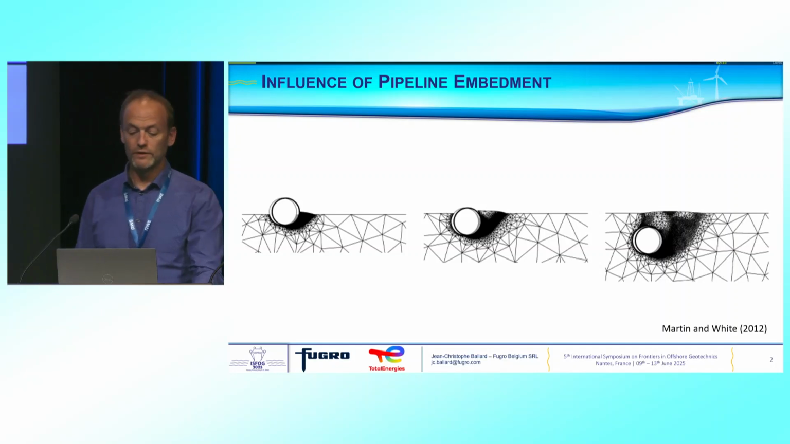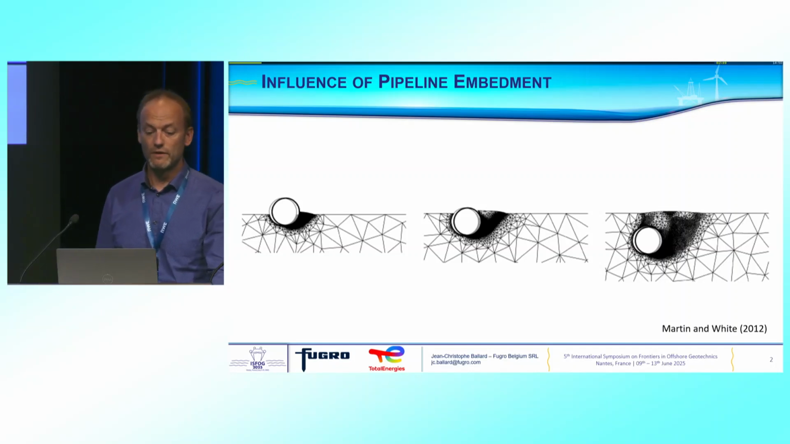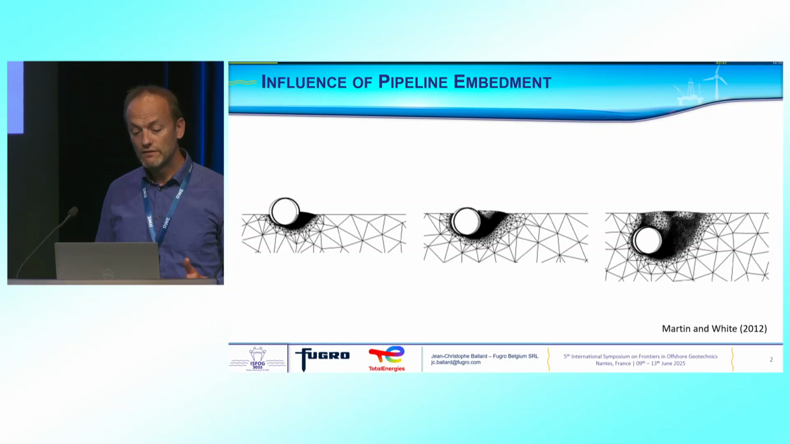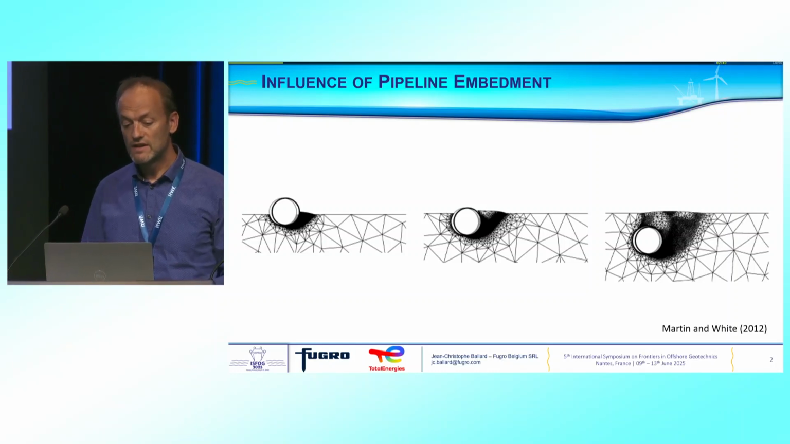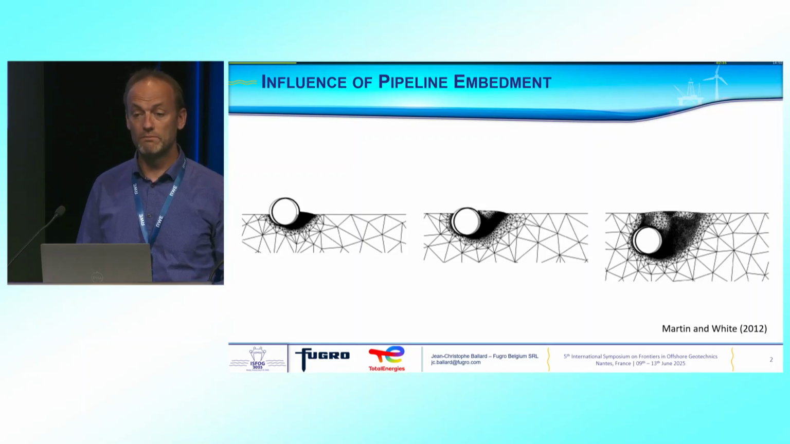So the resistance provided by the soil is a key input for the design of offshore pipeline in very soft clay. The lateral soil resistance increases significantly with embedment, and it is significantly larger for a deeply embedded pipeline as compared to a shallow embedded one. Therefore, it is very important to be able to predict the pipeline embedment in the field.